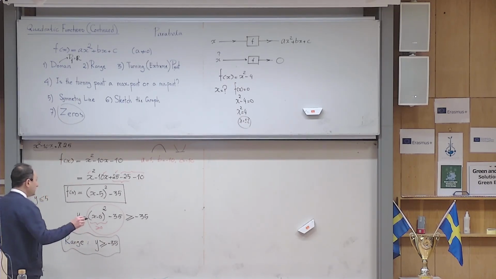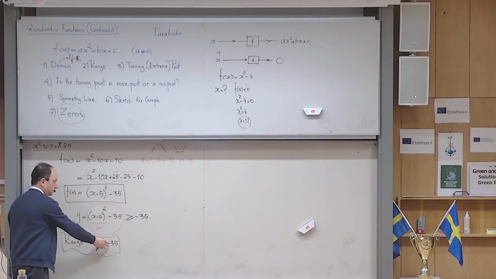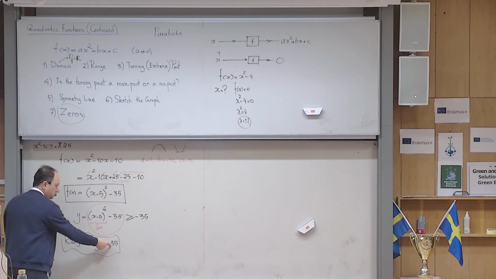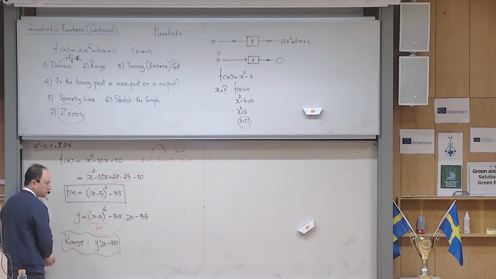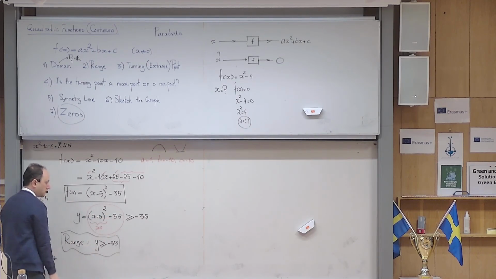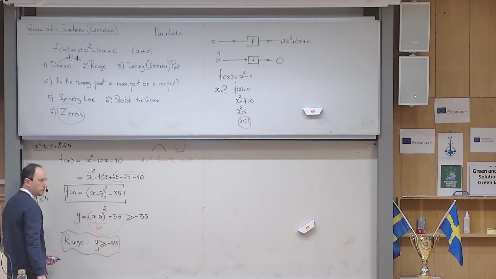The turning point is the point where you reach the minimum or maximum level. So, when do you think I reach the minimum level? The minimum level is minus 35. But in order to reach the minimum level, what should I choose for x? 5. Because if I choose 5, then it becomes 0, then y becomes minus 35. So in order to reach the minimum level, I have to choose x to be 5.